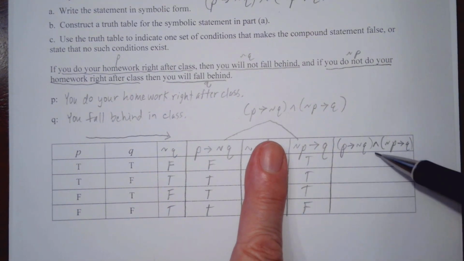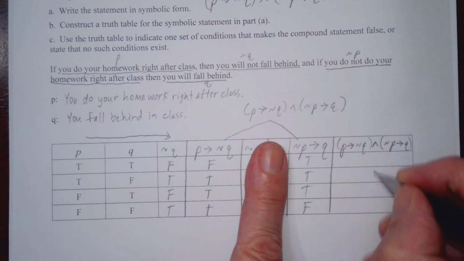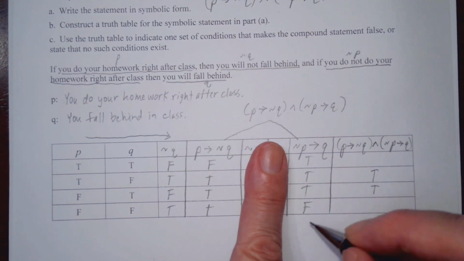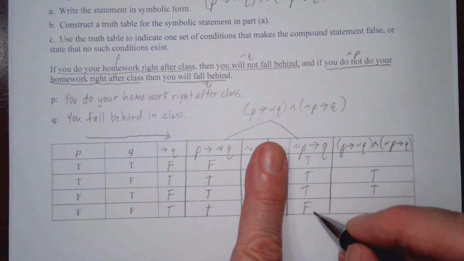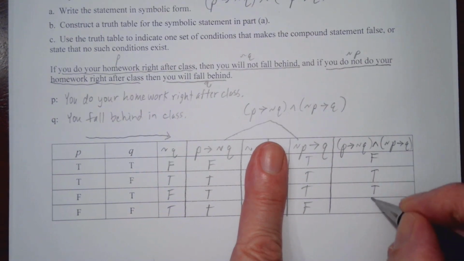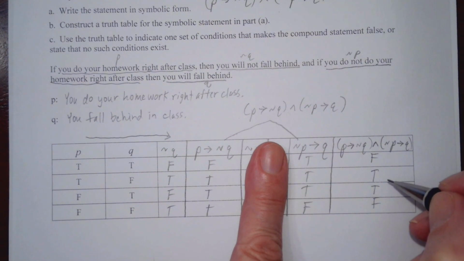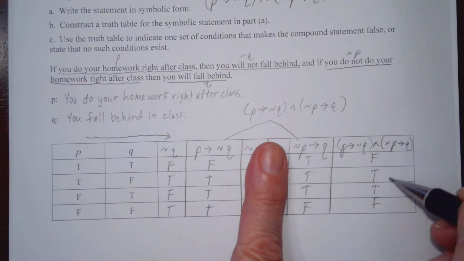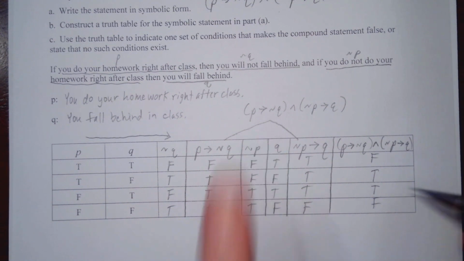And we know an and statement is only true when both statements are true. So we have true, true here. And we have true, true here. And here we have false, true, and true, false. So these are false. So again, the only time we're true is when both statements are true. We actually have two cases of that.